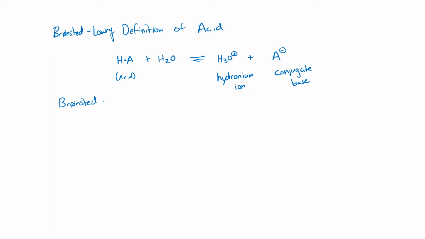All right, so now we need to define what a base is, Bronsted-Lowry definition of base. And we're going to do the same thing. We're going to react our base, whatever that is. So let's have it be B for base with water. And what happens when we react water with a Bronsted-Lowry base is the opposite thing. So in an acid, the water added an H plus. In base, water will remove an H plus. So water will become hydroxide.